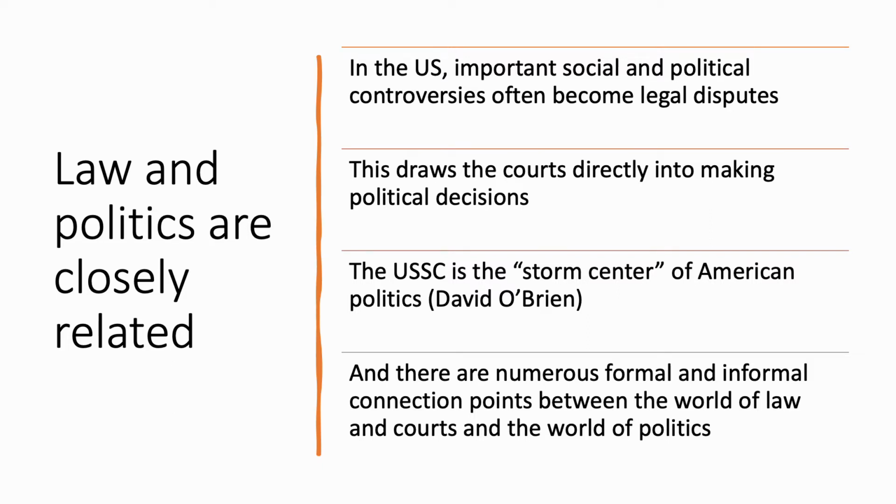And that is why David O'Brien, a very well-known political scientist who writes about the courts, refers to the U.S. Supreme Court as the storm center of American politics, meaning it's at the center of the storm. If you've ever seen a picture of a hurricane, it swirls around, and in the center, there's the eye of the hurricane, that everything whirls around. And I think that's what he's saying. And also, there are many formal and informal connections between the world of law and courts and the world of politics. And I'm going to go through a number of those for you.